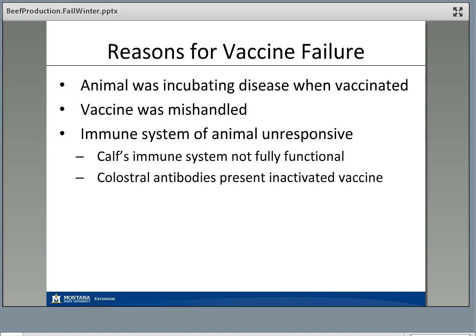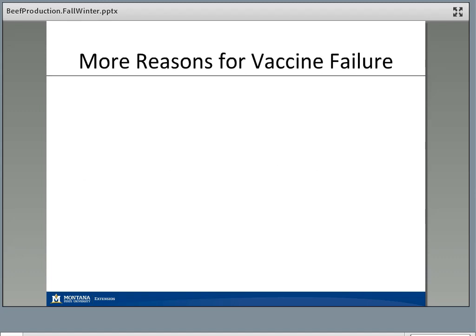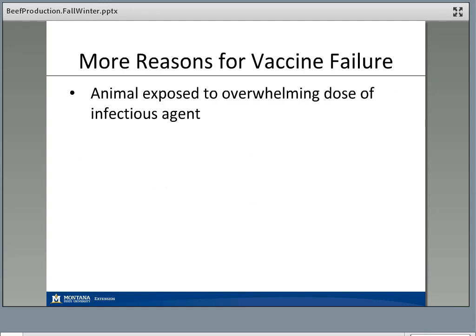So there's more. If the animal was exposed to an overwhelming dose of the infectious agent, they just weren't able to fight it off. The duration of immunity after vaccination was inadequate, and that could be related to the idea that perhaps a booster was required and was not administered.